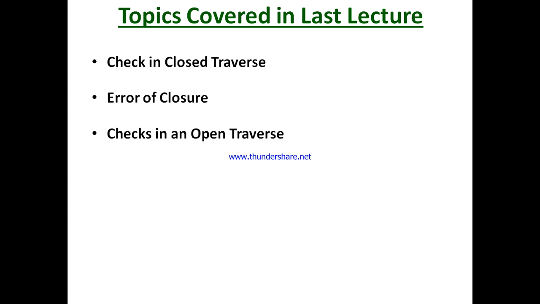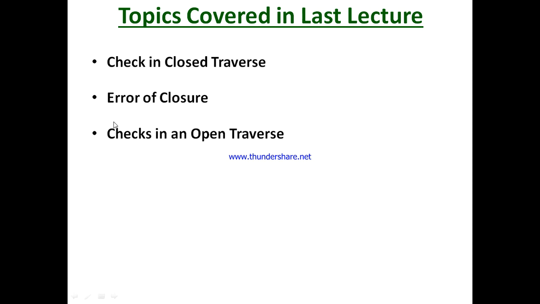Before going to this lecture, let us recall some topics which we covered in the last lecture. In the last lecture we covered checks in the closed traverse. We also studied that there are two types of closed traverse, closed loop closed traverse and open loop closed traverse. In both methods we determined how to calculate the value of latitude and departure of the traverse lines and how to check whether a particular traverse has any error or not.